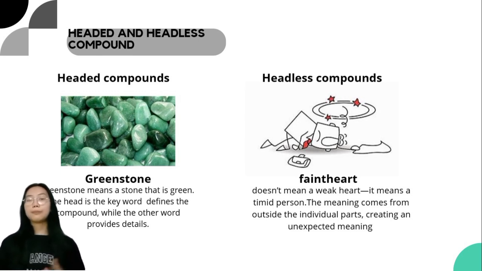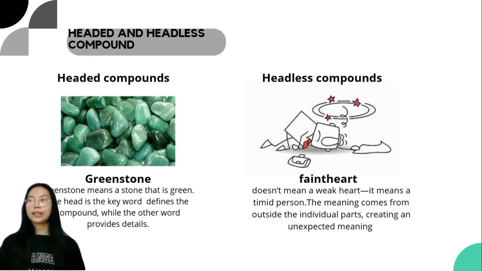And then headless compounds. Headless compounds, or exocentric compounds, are word combinations where the meaning isn't directly related to the individual words. You can't guess the meaning just by looking at the parts. For example, faint-heart. Faint is an adjective meaning weak or timid. Heart is a noun, but faint-heart doesn't mean a weak heart, it means a timid person.